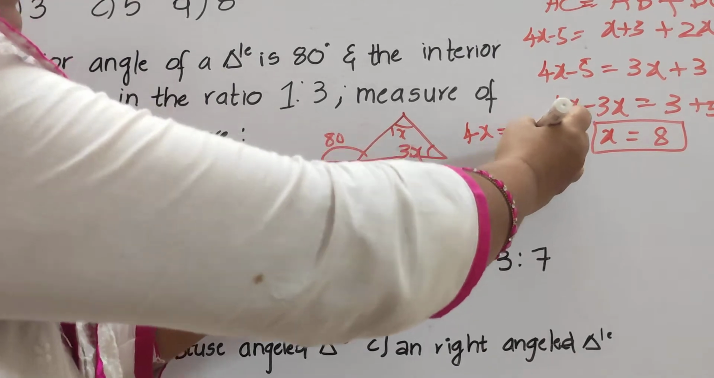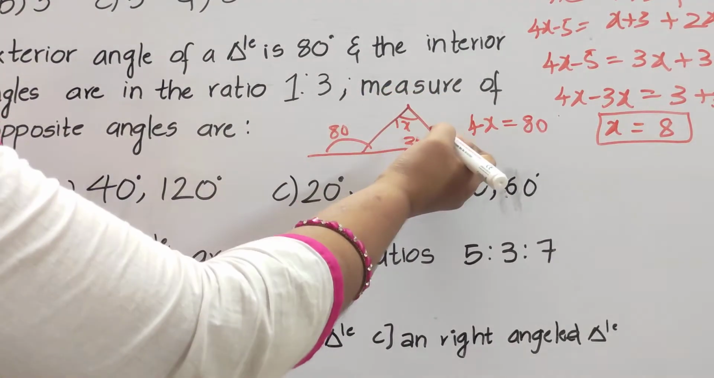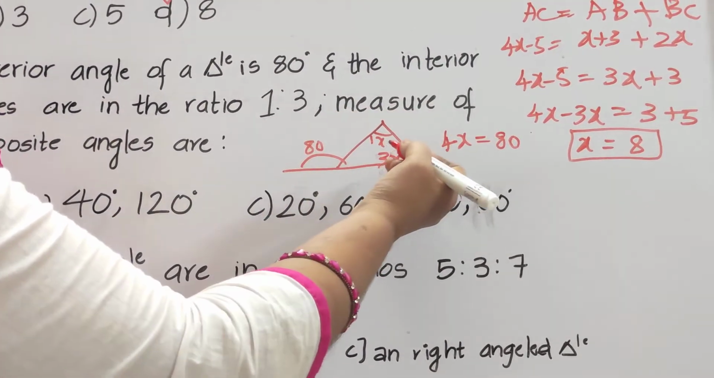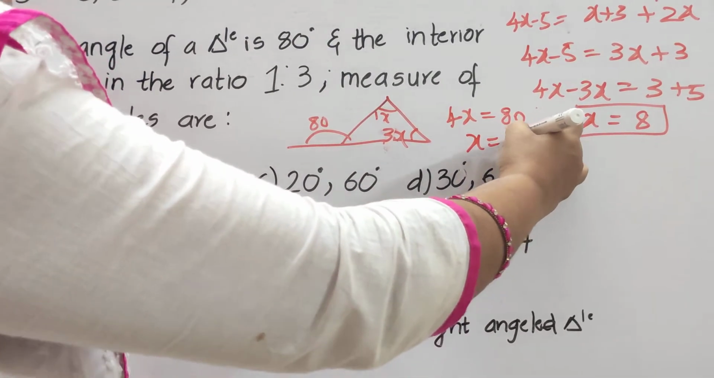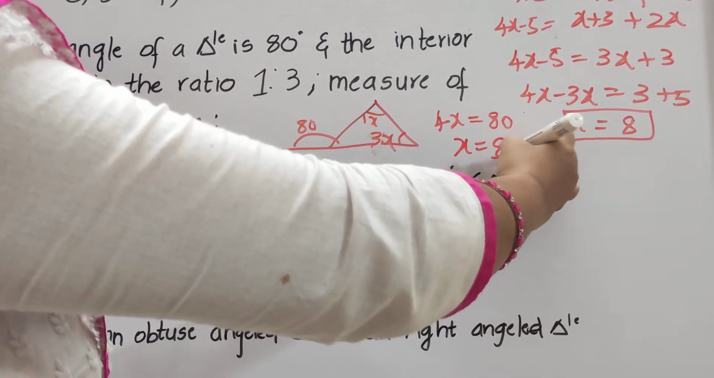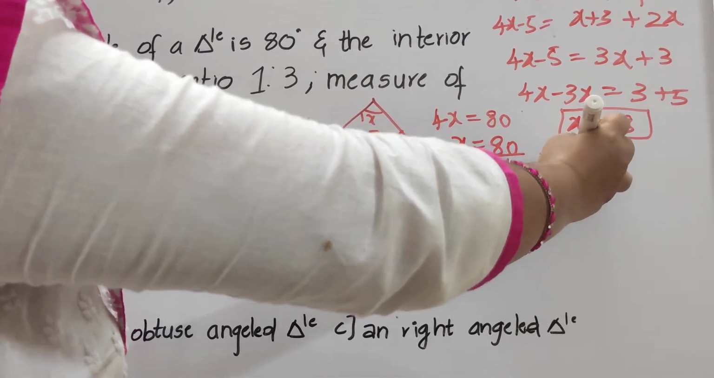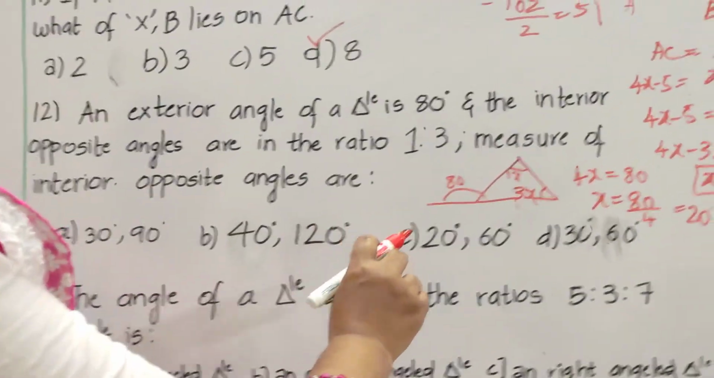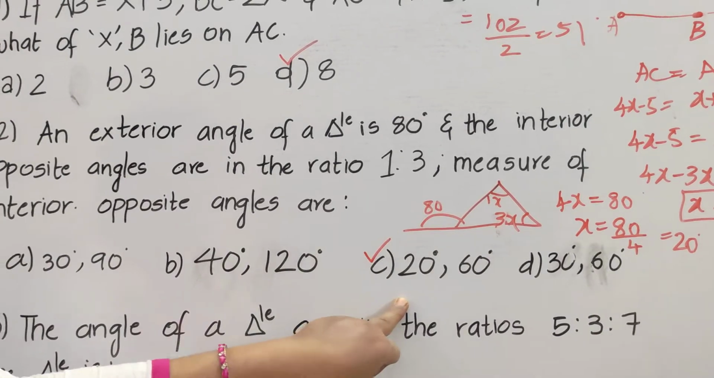We have a definition, that the exterior angle is equal to the sum of the two interior opposite angles, right? So these two will be equal. So 4x is equal to 80. x is equal to 80 divided by 4, which is 20, right? So one angle will become 20, another, 20 into 3, is 60. So the right option is C.